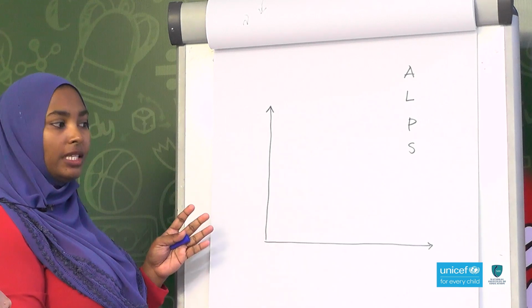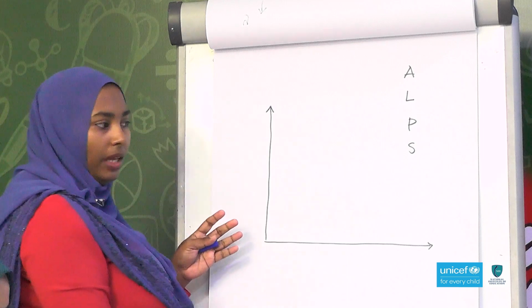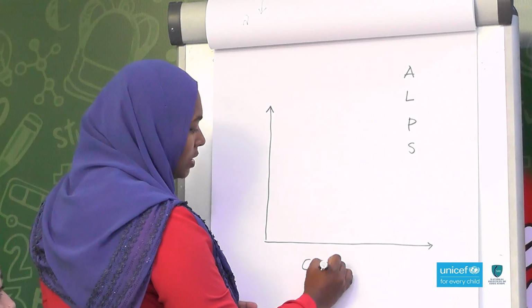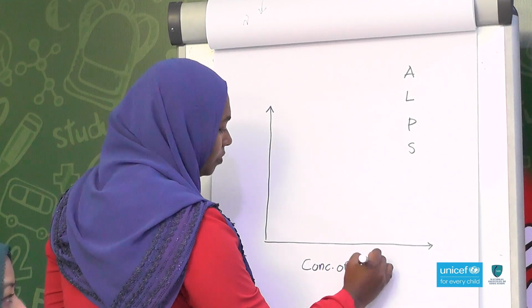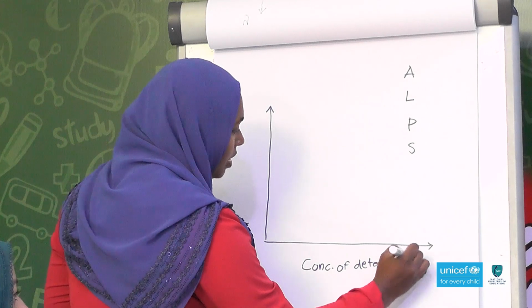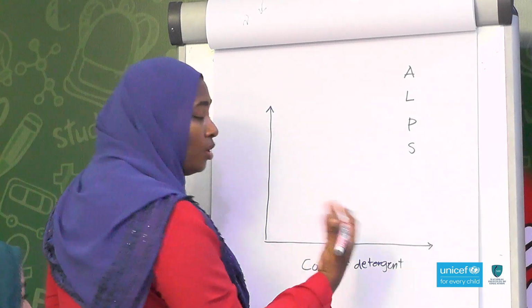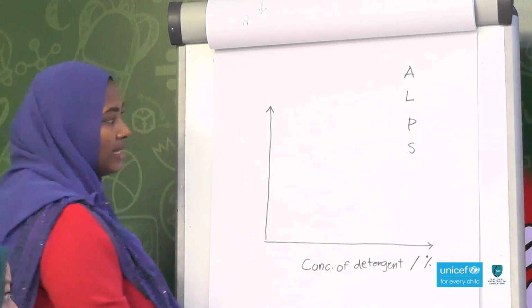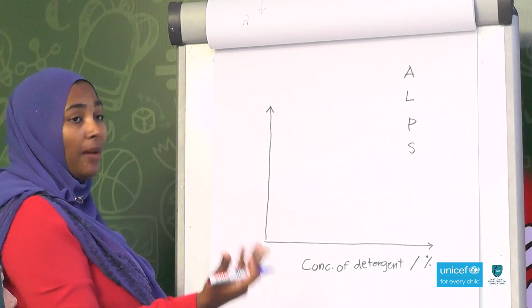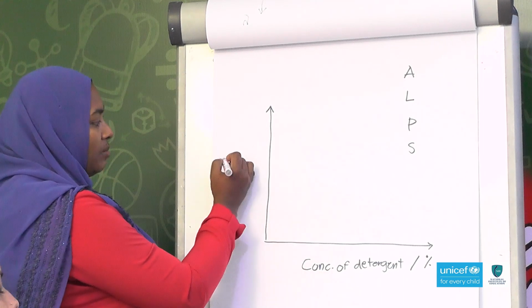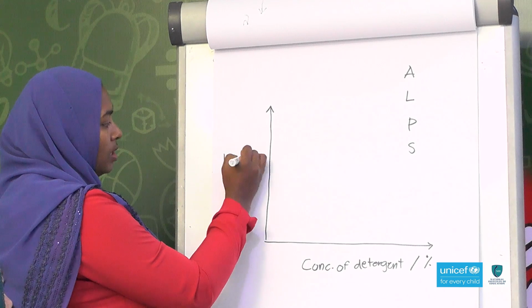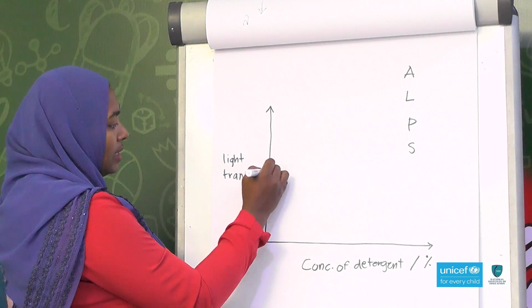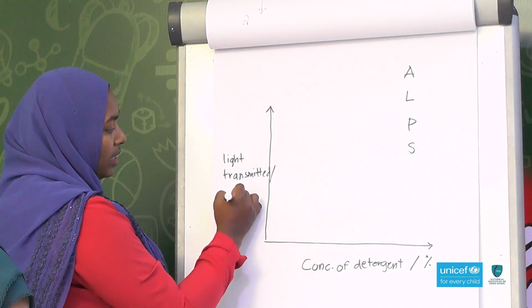In this case, what is your independent variable? That will be the concentration of detergent in percentages, and labeling should always be complete with units. Here this is given as a percentage. What we are measuring is the amount of light that is transmitted, so light transmitted, percentage. This is also given in percentage. So units are very important.